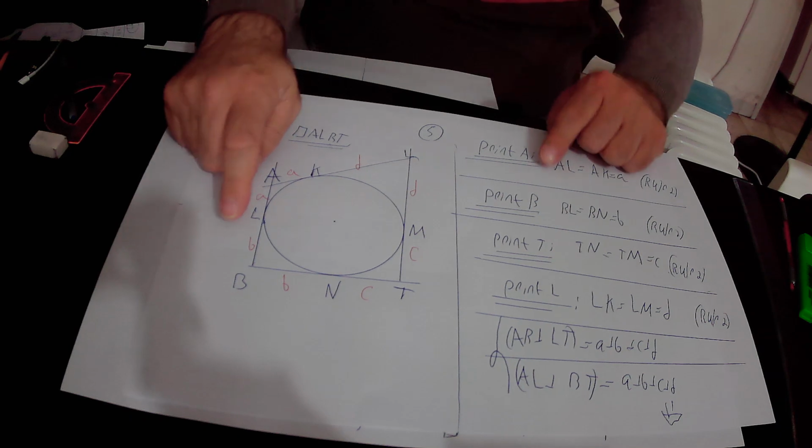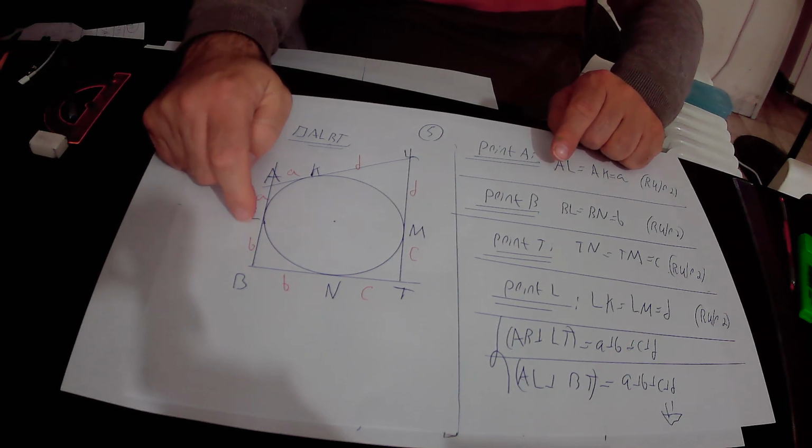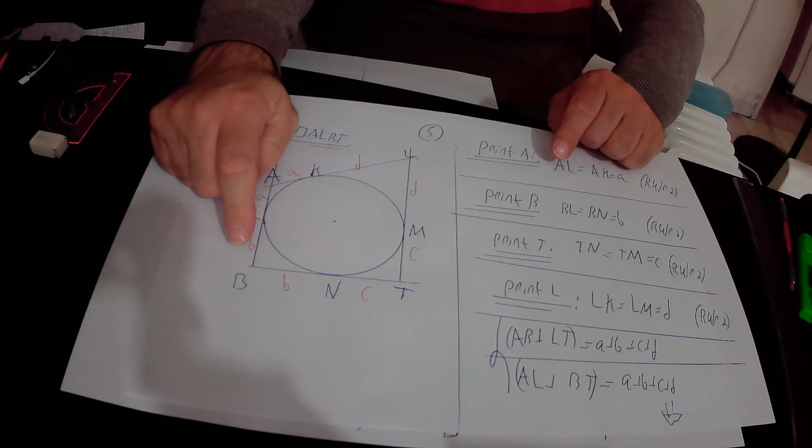Then we focus on the common starting point, point B. From point B, we have two tangents to this circle, tangent BL and tangent BN. According to rule 2, they are equal to each other.